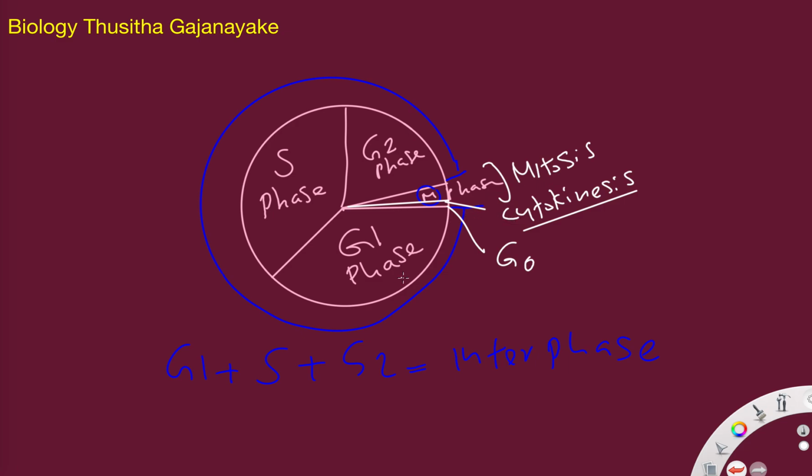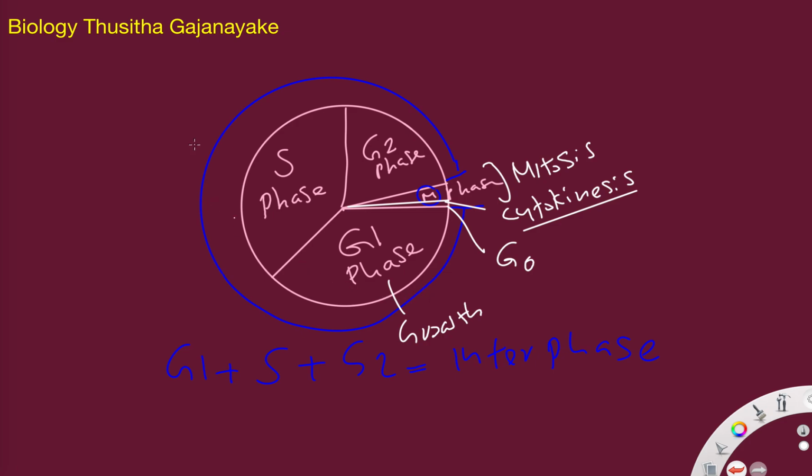Now briefly, we're going to look at what exactly is happening in these phases. So what is G1 phase? It's a kind of cell growth. If a cell wants to make two cells, the cell should increase in size. That means the cell should increase its organelles. So organelles start to divide first and the cell starts to grow.